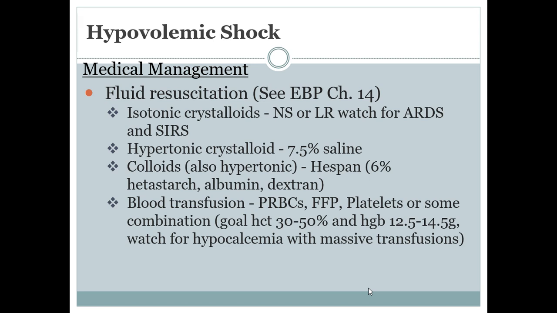And then our crystalloids increase fluid volume in the intravascular and interstitial spaces. Colloids do not diffuse through capillary walls. They remain in the vascular system and increase the osmotic pressure of the blood, causing fluid to move into the vascular space, which helps to expand volume. So our colloids are sort of also hypertonic. They're Hespan, which is 6% hetastarch, or you'll see albumin quite a bit in practice, or dextran.